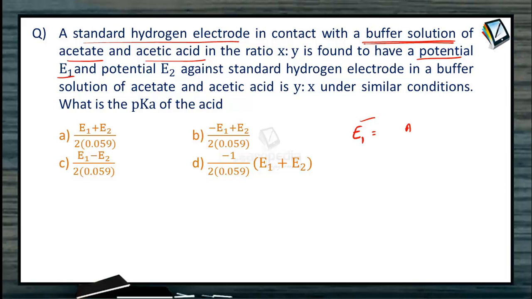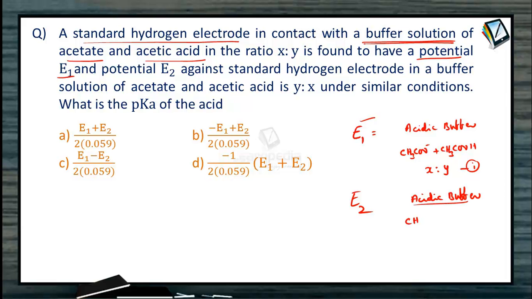Which buffer? Acidic buffer where acetic acid and acetate, in fact it's given as acetate ion, that is salt, plus acetic acid, where these two are taken in the ratio of X is to Y. And what is the other one? The potential once again developed is E2 for the same acidic buffer, but what is the difference? Now it is acetate ion CH3COO minus and acetic acid. Both are in the ratio of Y is to X. Now what we are asked is, what is pKa? This is what the question is.